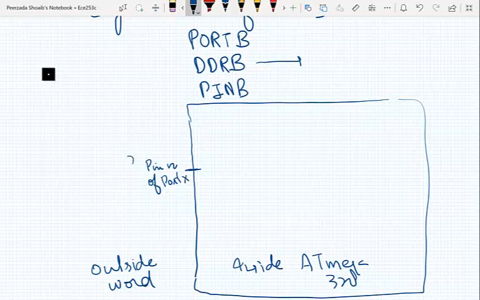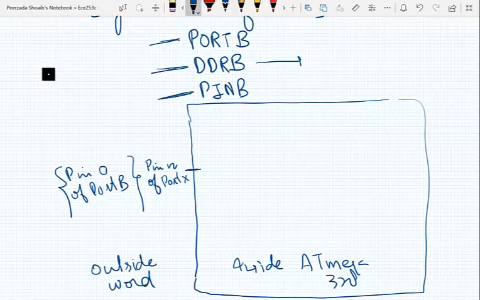For example, it may be pin 0 of port B. So how is it internally connected with these three registers, port B, DDRB, pin B? In this case, since I have taken only one pin, I will be taking only one bit from port B, one bit from DDRB, one bit from pin B. That is the associated bit of the port B.